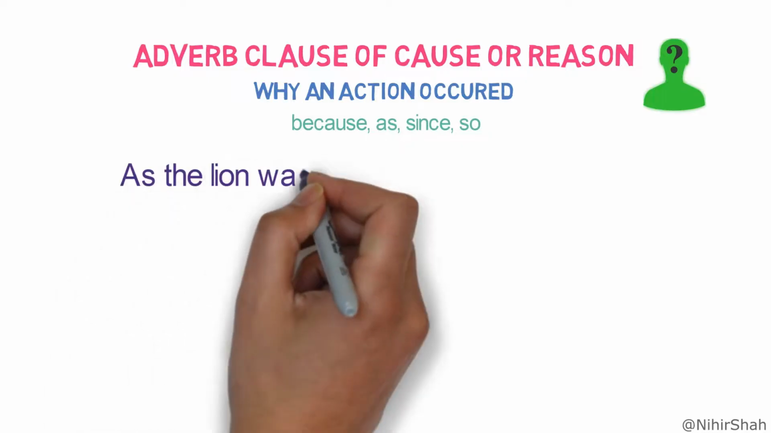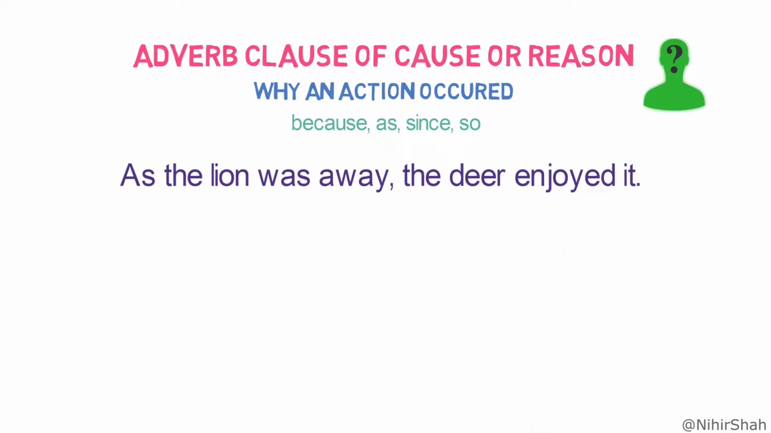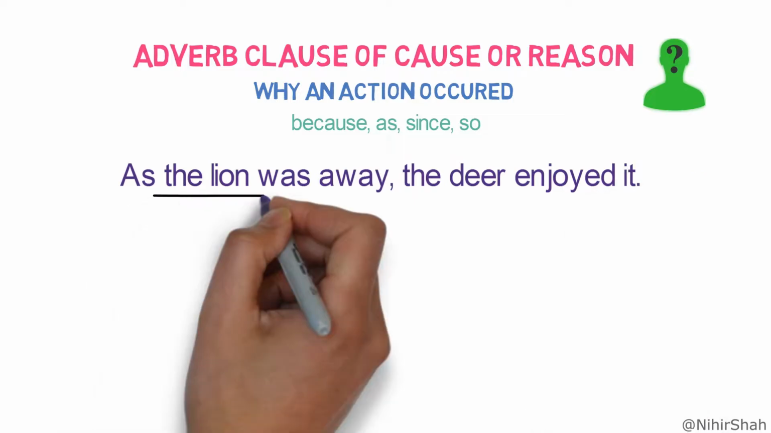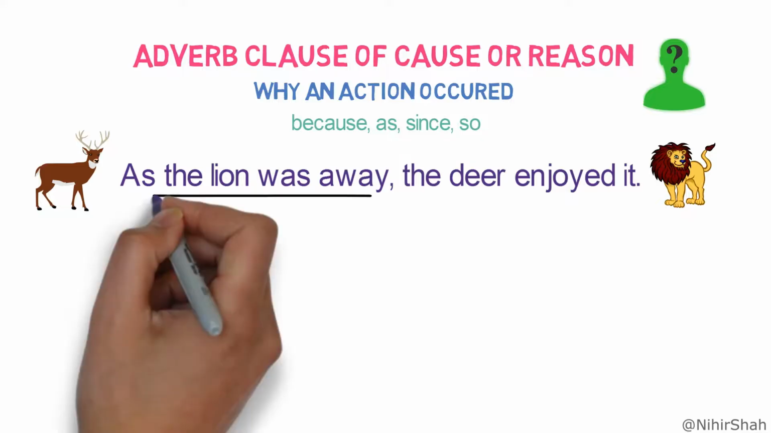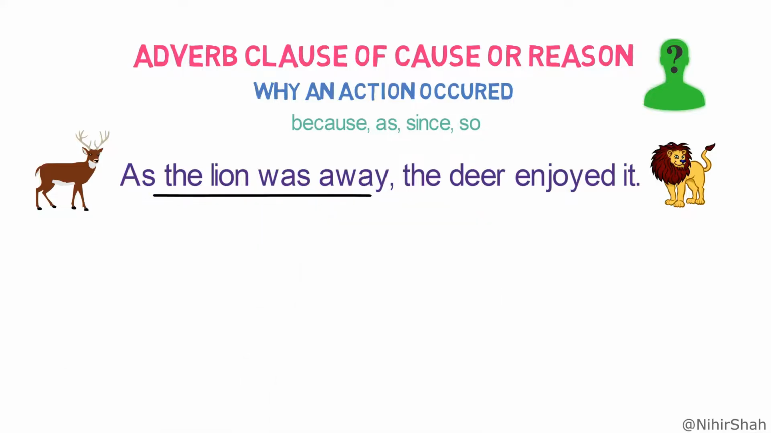As the lion was away, the deer enjoyed it. Here, the clause as the lion was away is describing why the deer enjoyed it. It was enjoyable because the lion was not there. So, the clause as the lion was away is an adverb clause of cause or reason.